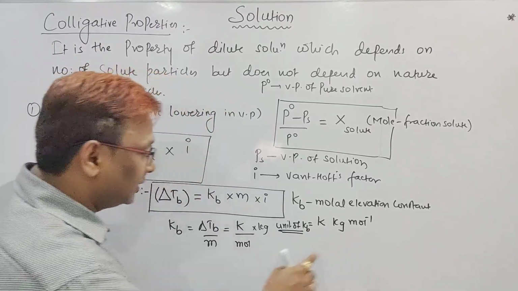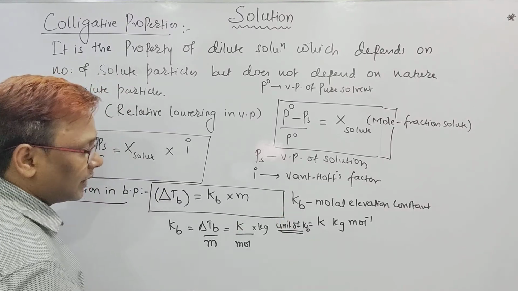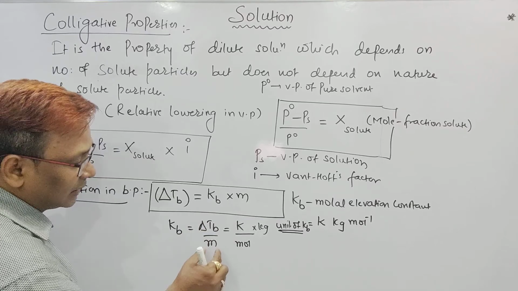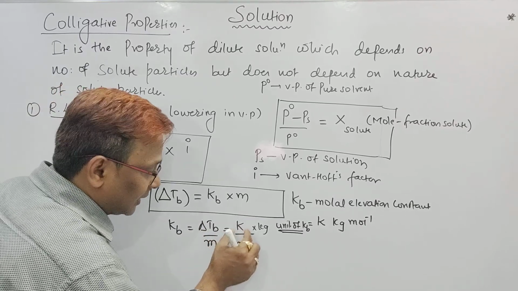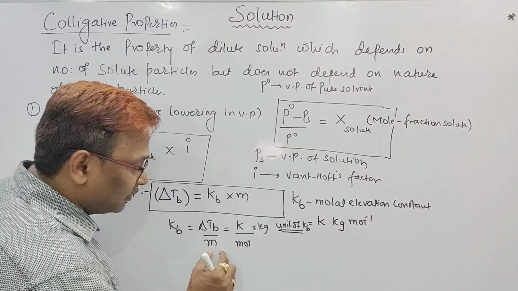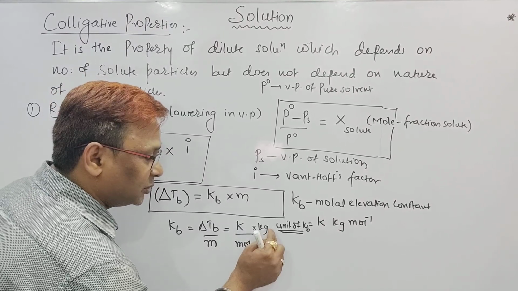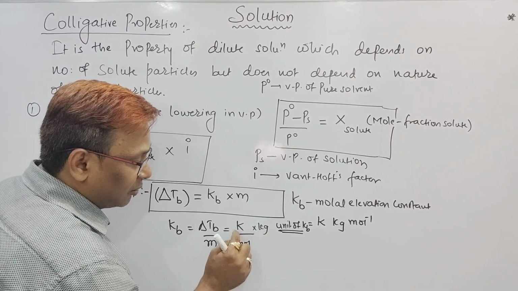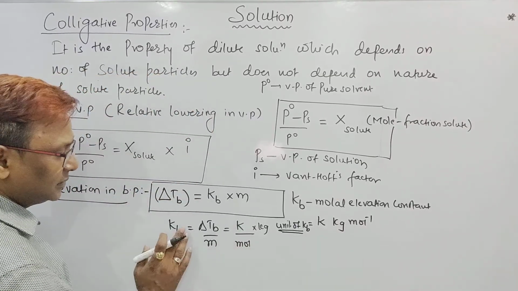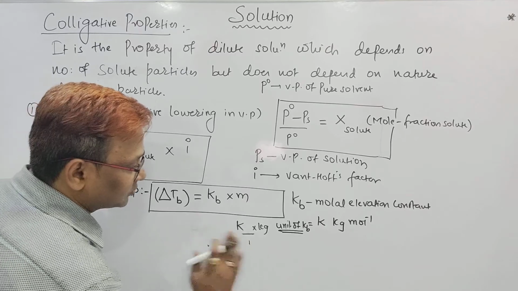Beta, how did we get it? See, forget about i. Kb is equal to delta TB by molality. Delta TB means temperature is in Kelvin, K stands for Kelvin. Molality means mole per kg. Kg goes to the numerator. So what we got? Kelvin kg mole inverse is the unit of Kb. Right, beta? Okay, this is the part we did for this one.